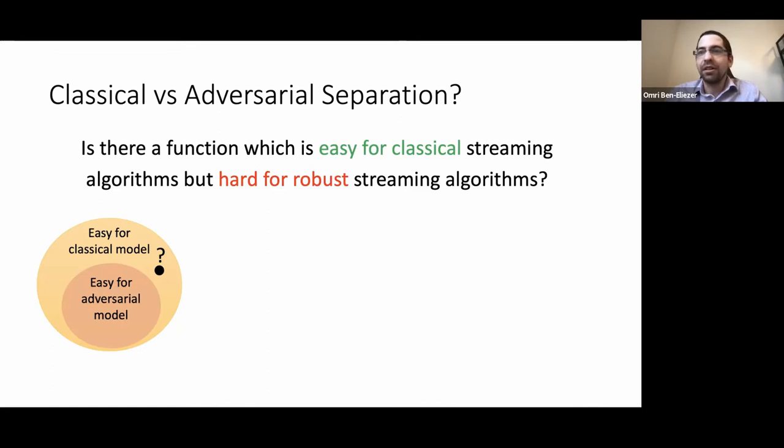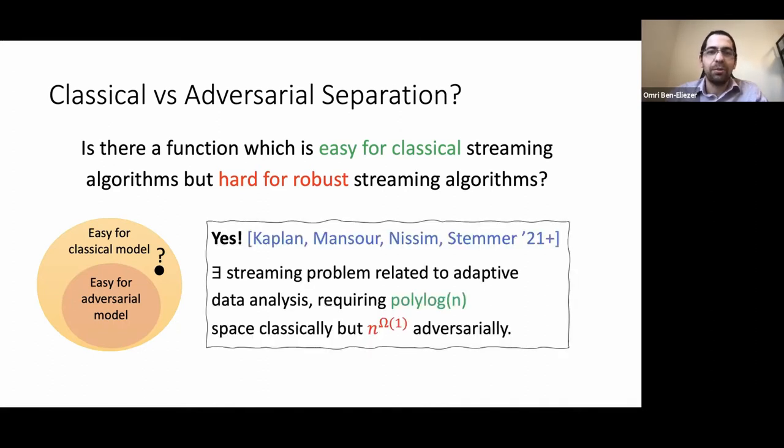Okay, so until recently, this was an open question, but now we have an answer. It was shown by Kaplan, Mansour, Nissim, and Stemmer that there exists a streaming problem, inspired by the adaptive data analysis literature, that requires only polylog space in the classical setting, so we can consider it efficient. But it actually requires polynomial space in the adversarial setting. So sometimes adversarial robustness really comes at a cost. No matter the algorithm, there exist functions that are just harder to approximate if you want to do that in an adversarially robust manner.